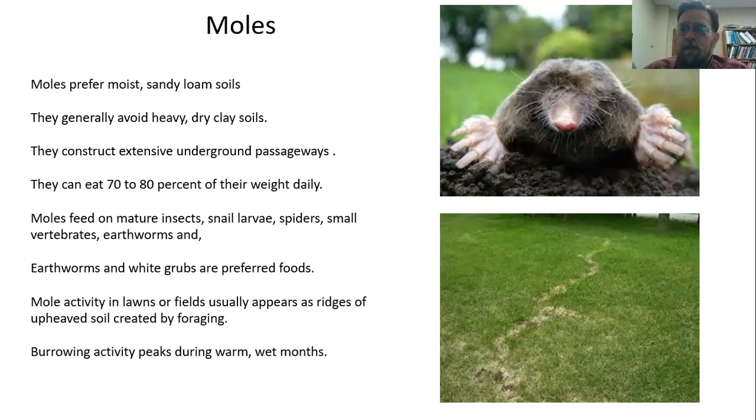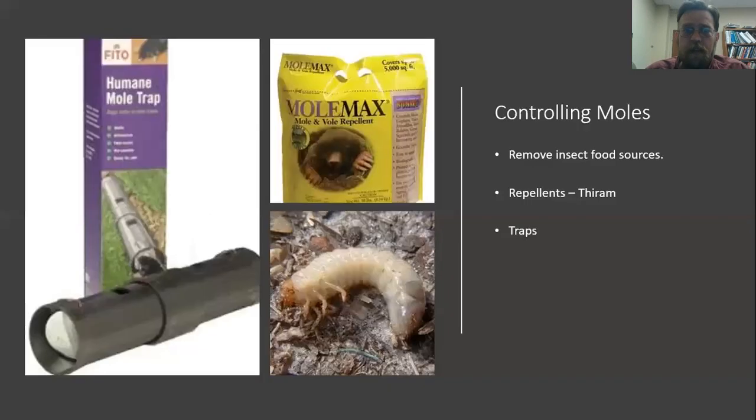Their favorite food being those white grubs, which are kind of beetle larvae that we find underneath the soil in our yards. And we tend to see a lot of their activity during the warm, wet months. And so I get a lot of calls asking how to get rid of them. The first and best thing that we can do in order to get rid of moles in our landscape is to take away their food source.